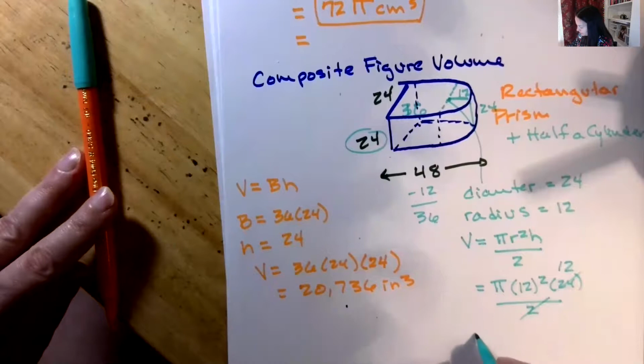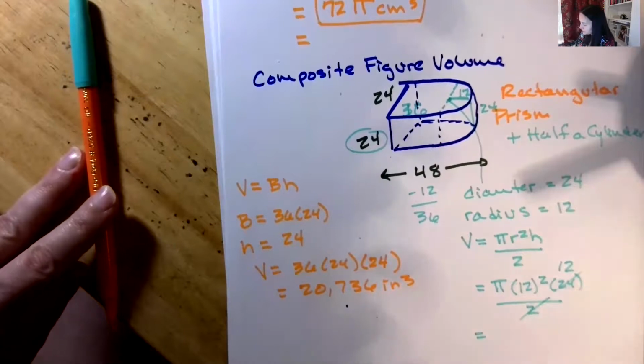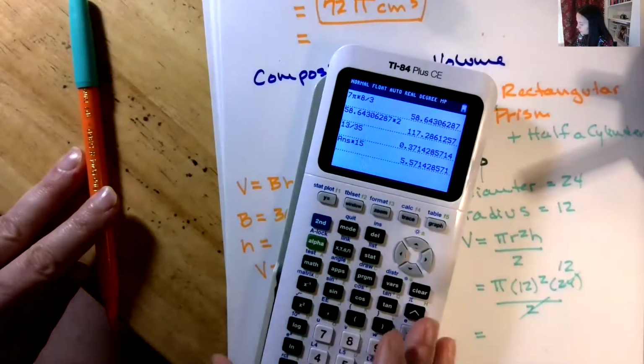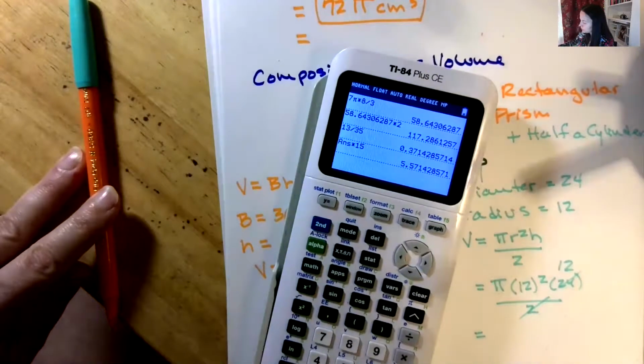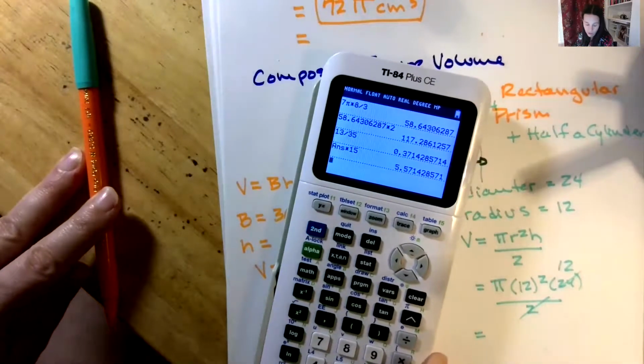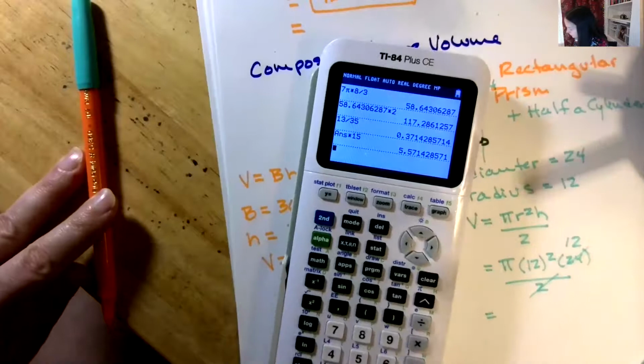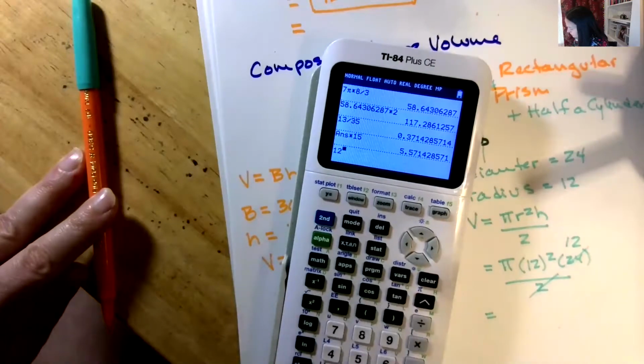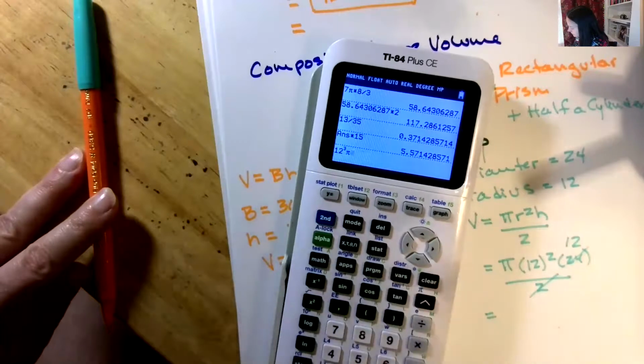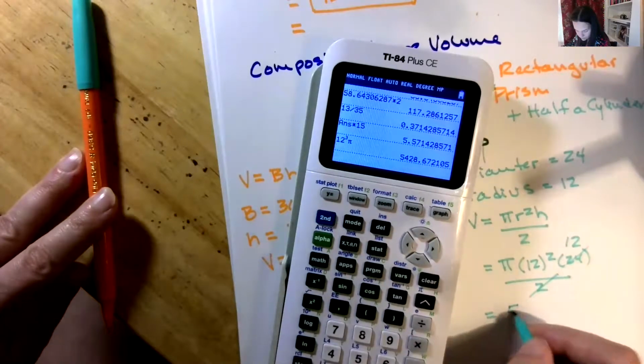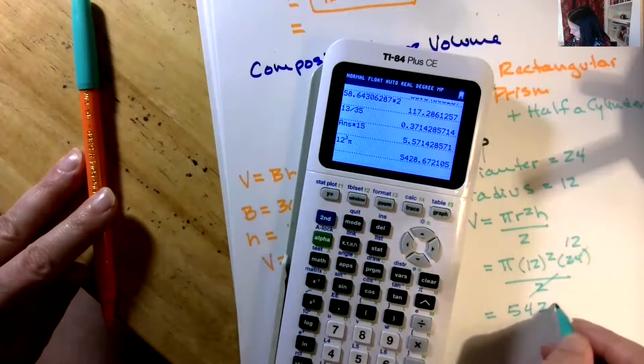So 12 cubed times pi. We're going to put that in the calculator because for this answer, we really do want a final answer with a decimal approximation instead of our answer in pi. So we have 12 raised to the third power times pi, and that is approximately 5,429.